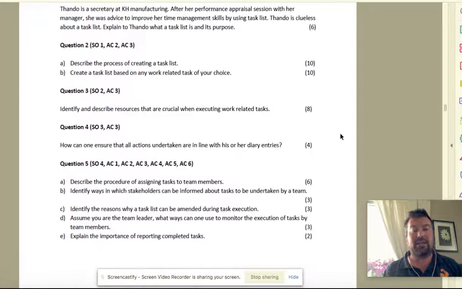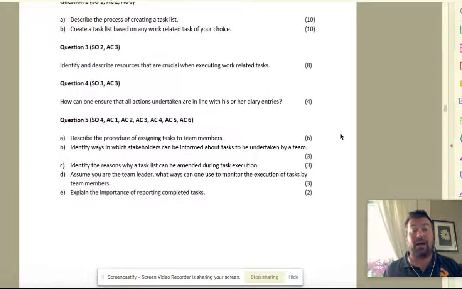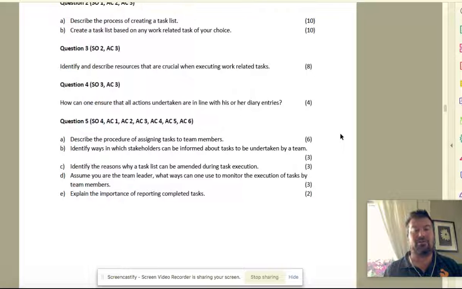All right, then let's take a look at question number 5. So A, describe the procedure of assigning tasks to team members. So this is very much about delegation. So we talk about delegation and assigning tasks on page 35 and onwards in your workbook. So if you want to see the procedure of assigning tasks, now remember, you might have a different procedure, and you are absolutely justified in talking about your procedure of assigning or delegating tasks.